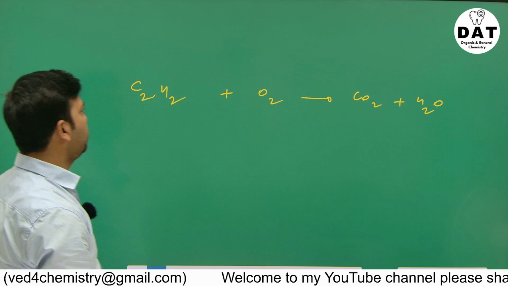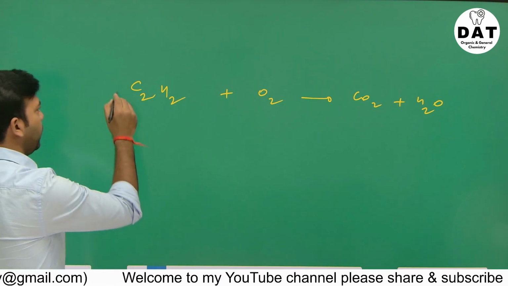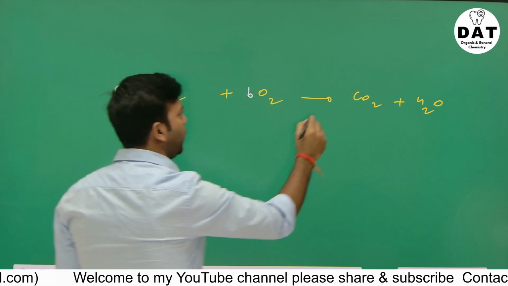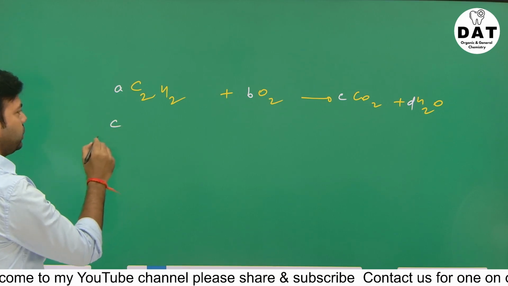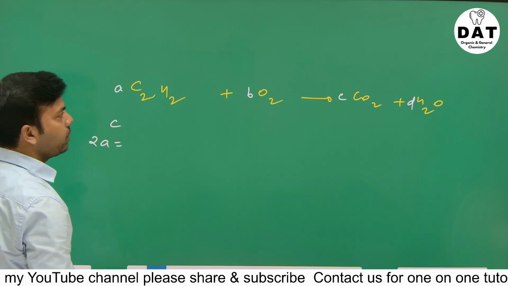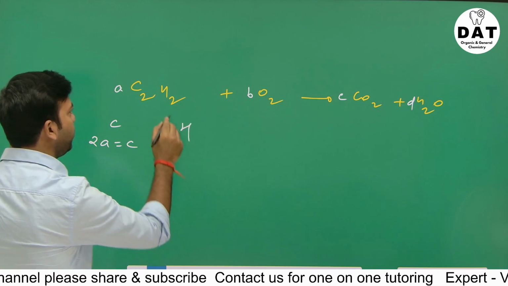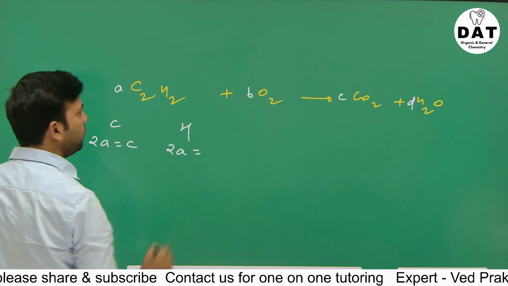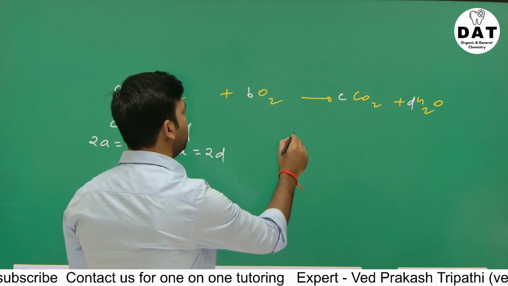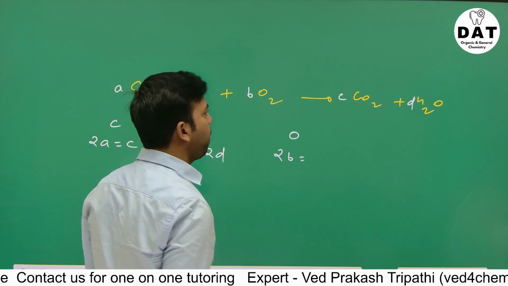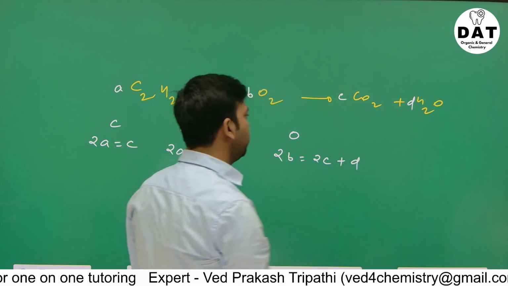Move to the next. This is C2H2 plus O2 gives CO2 and H2O. So this is a combustion reaction, okay? So again A, B, C and D. So we can say here carbon is 2 into A is equal to how many in the products? Just 1, so C. Next is hydrogen. How many hydrogen? 2 into A is equal to 2D. And how many oxygen? So 2B is equal to 2C plus D. Clear? Like that.